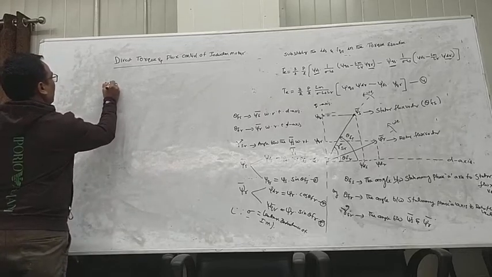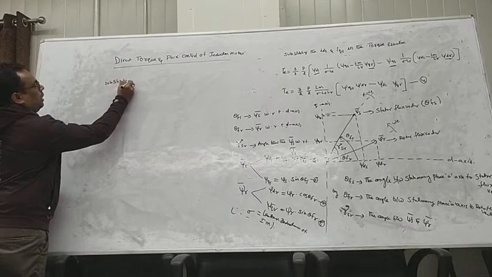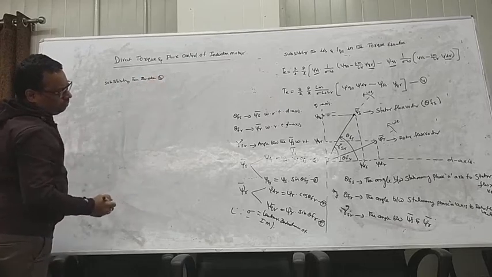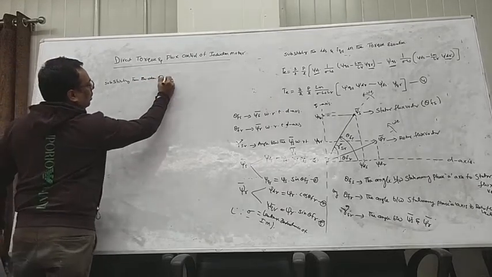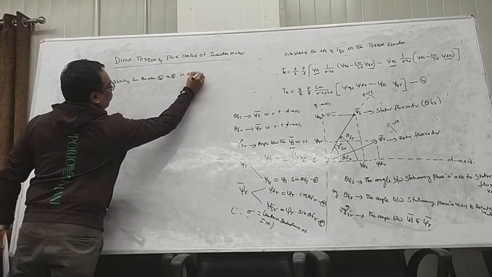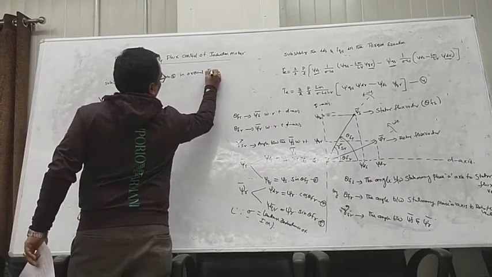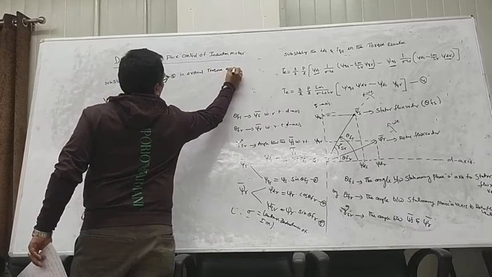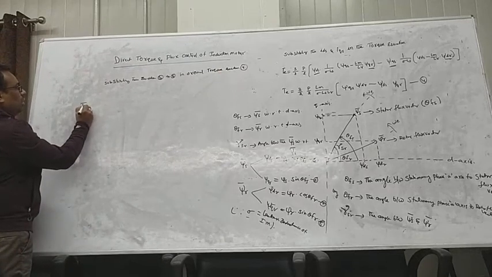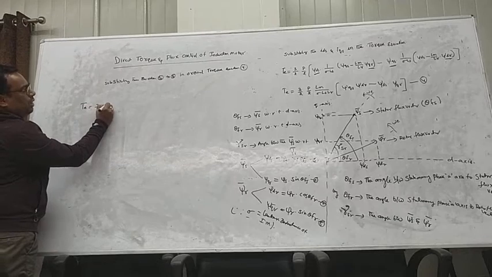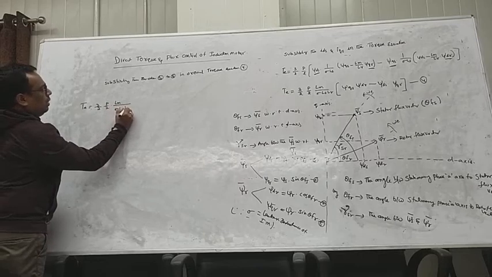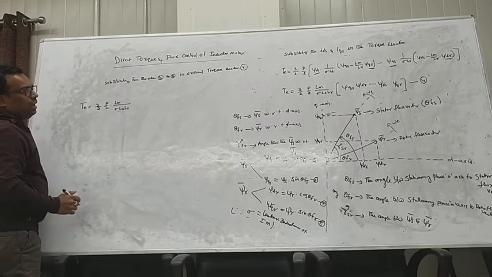Substituting equations 5 to 8 in the original torque equation 4, that is torque Te is equal to 3 by 2 into P by 2 into Lm by sigma Ls into Lr.